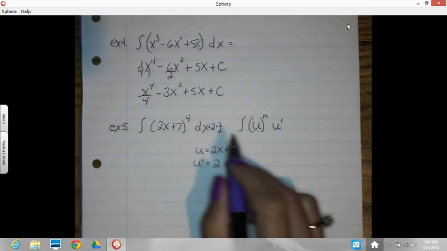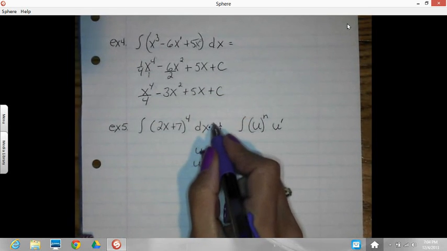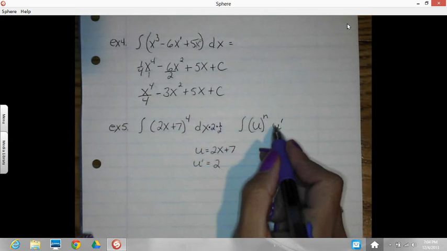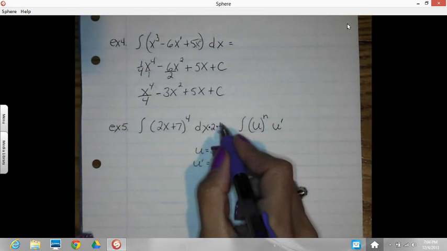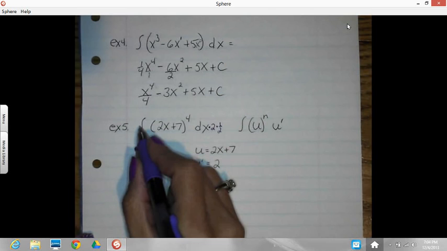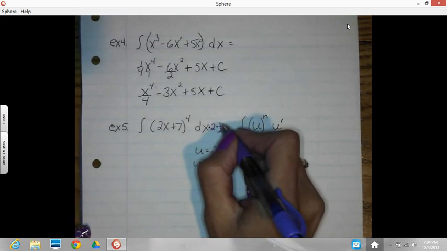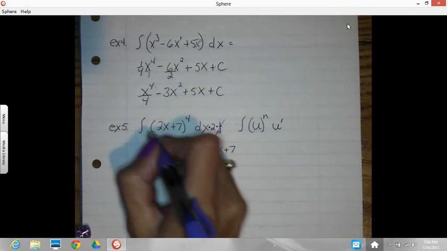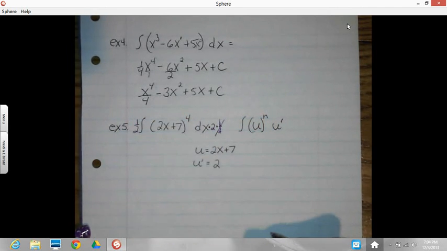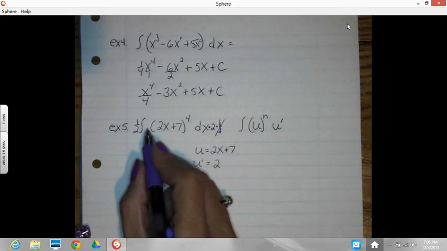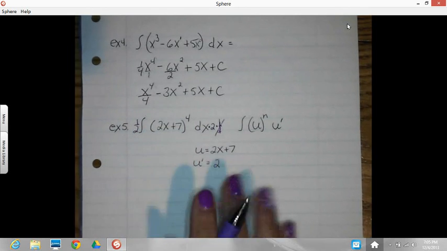Now this is the tricky part. I want to leave the 2 attached to the dx, because that's what u prime is, but this 1/2, because it's a constant, I'm going to pull it all the way out in front. I don't want the 1/2 attached to that. So I'm not going to put the 1/2 there. I'm going to stick it out in front here. Or I could have put it right here. Doesn't matter. So essentially all I did was multiply this whole thing by 1.